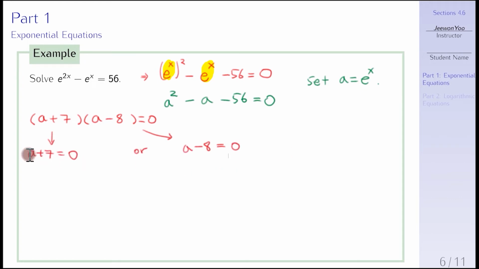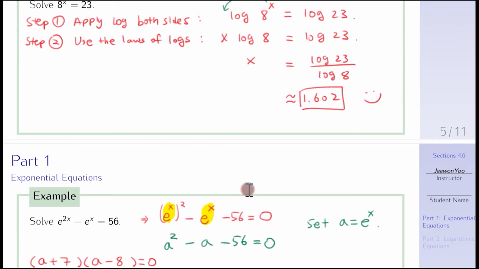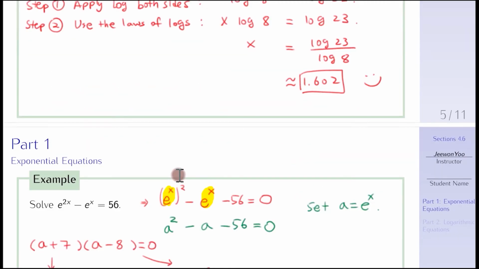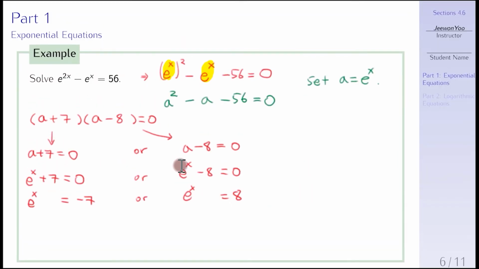But a plus 7 equal to 0 means, because our a is equal to e to the x, we can rewrite this equation. We currently have two situations: e to the x equals negative 7 or e to the x equals positive 8. Do you remember? If we have this kind of situation going on, we put log on both sides. We're going to do exactly the same thing.